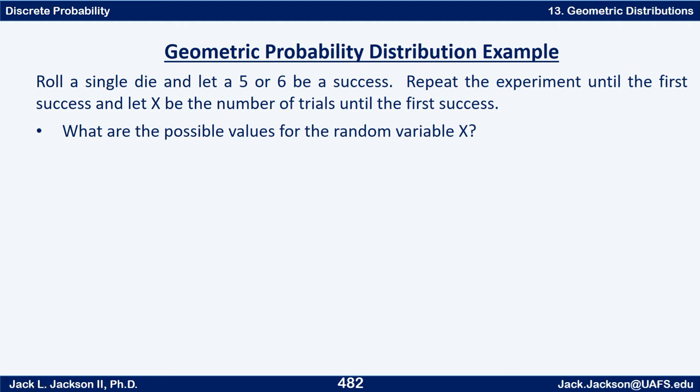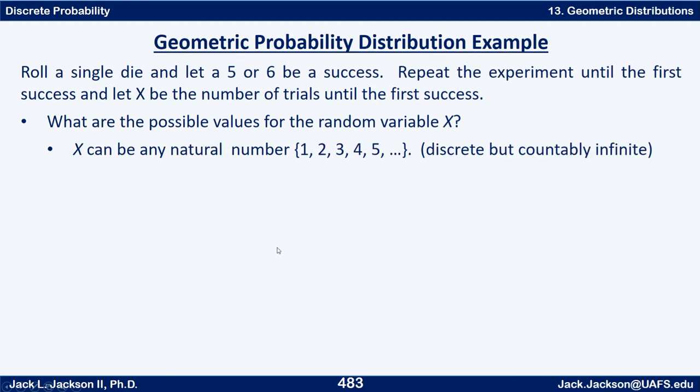So let's go ahead and work this out all the way here. What are the possible values for the random variable x? Well, they can be any natural number. It can't be 0. You have to actually roll it once to get a success. But it could be 1, 2, 3, 4, 5. No halves or anything in between. But it does go on forever. There's no end to it. So this is an example of what we call discrete but countably infinite. This situation is still a discrete case because the x's come in chunks, and we can count them, even though the counting goes on forever.